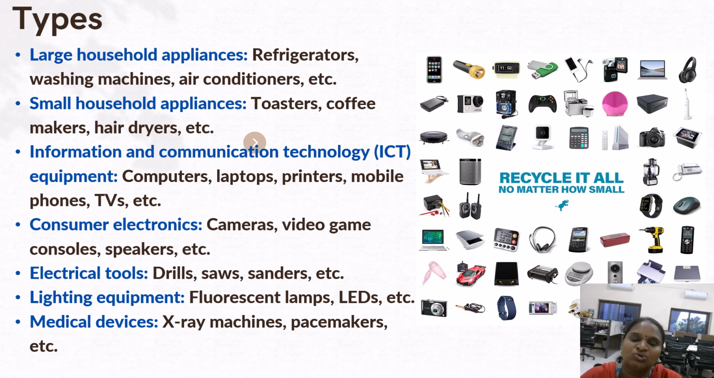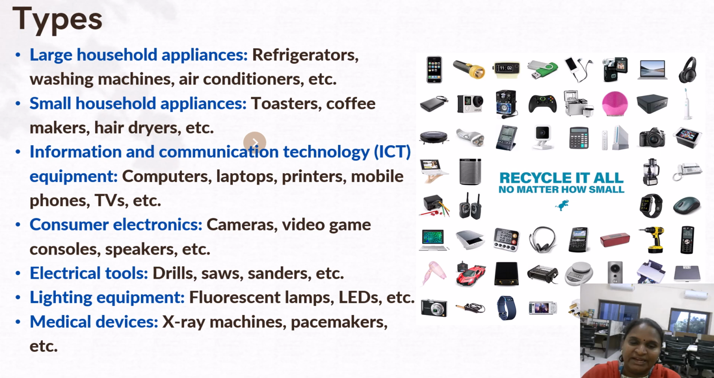One is large household appliances, such as refrigerators, washing machines and air conditioners. Small household appliances include toasters, coffee makers and hair dryers. Then ICT, information and communication technology equipment, which people talk about everywhere now: computers, laptops, printers, mobile phones, TVs, etc.